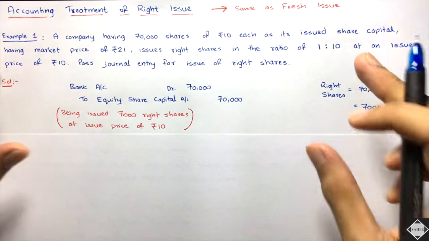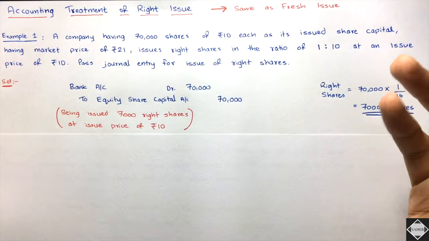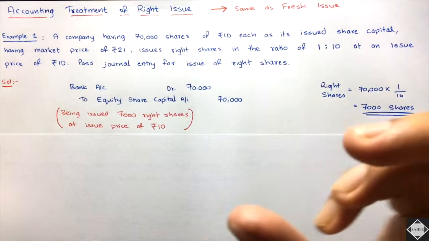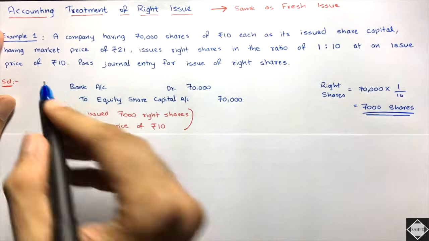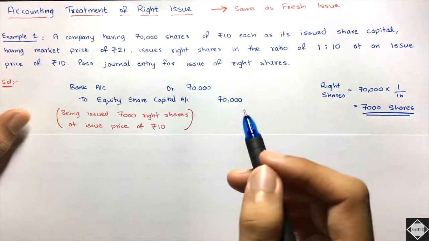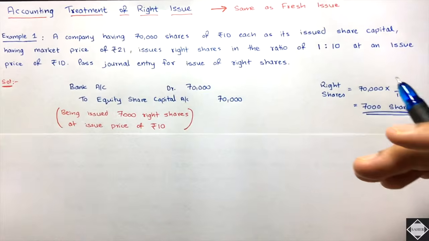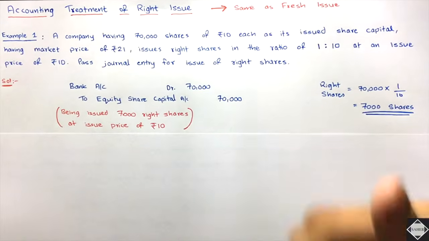Yeah, this is the first situation of the accounting treatment of right issue. What is the first situation? The situation when the offer price of right share is equal to the face value. There is no securities premium. If it is more than the face value, then the securities premium account will come into the picture. That's all it is. In the second example, we'll just see.